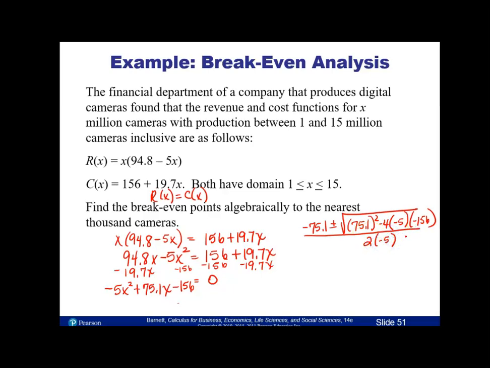Okay, so when you get to that point, you're going to want to just put this in your calculator and come up with your two answers. So our two answers are 2.499 and 12.530. Okay. So those are the break-even points for this particular problem.